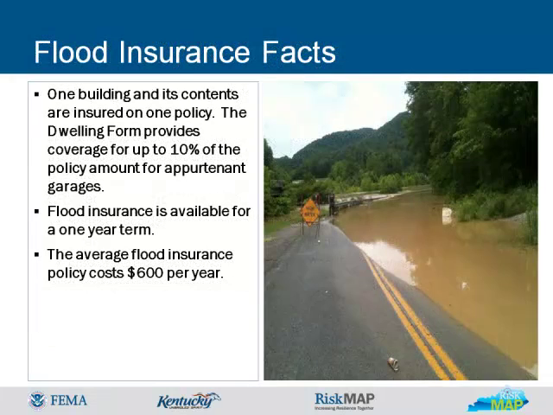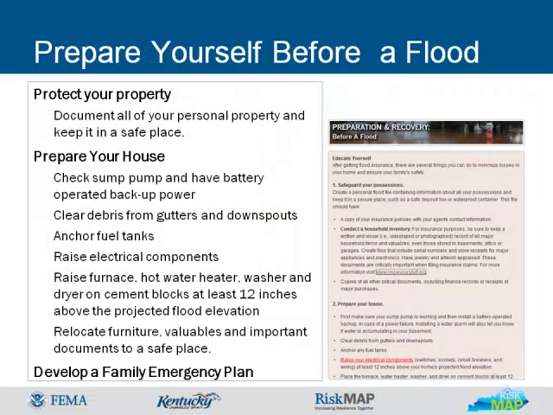Some facts about flood insurance. One building and its contents are insured on one policy. The dwelling form provides coverage for up to 10% of the policy amount for appurtenant garages. Flood insurance is available for a 1-year term, and the average flood insurance policy costs about $600 per year. In order to prepare yourself before a flood, you should protect your property.